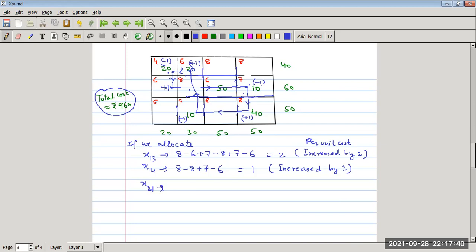Okay, so we start from here. Cost is 1 into 6, it is 6. 7 into -1, it is -7. 8 into +1, it is 8. 7 into minus 1, it is minus 7. 6 into plus 1, it is 6. 4 into minus 1, it is minus 4. So total cost is 6 minus 7 minus 1 minus 1 plus 8 is 7. 7 minus 7 is 0. And 6 minus 4, it is 2. So again, it is increased by 2. So again, we don't prefer this allocation point.